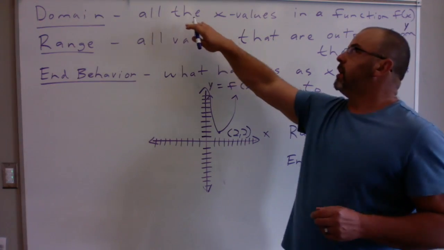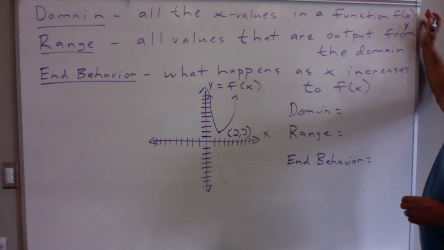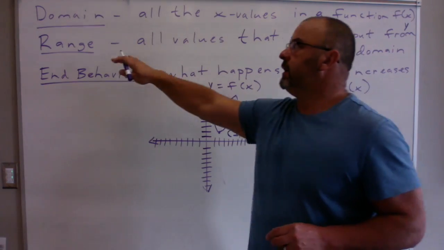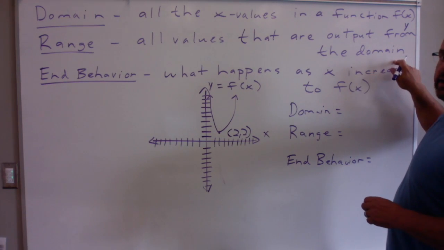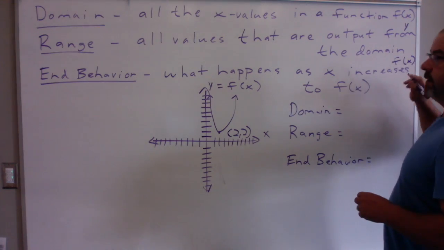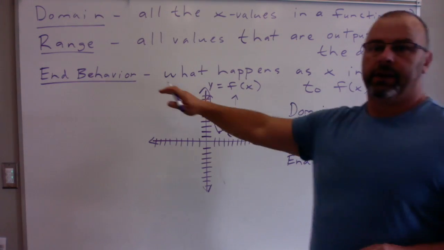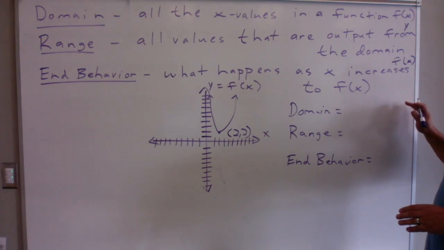So the domain is all the x values in a function f of x. Okay? The range is all values that are output from the domain. And another name we use for the range is f of x. And the end behavior is what happens to f of x as x increases.